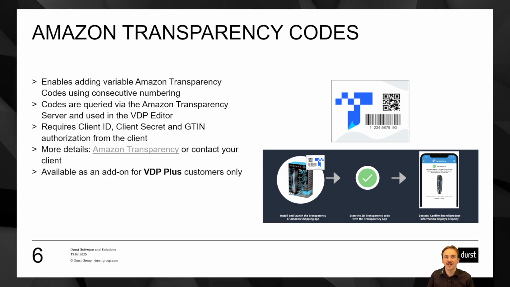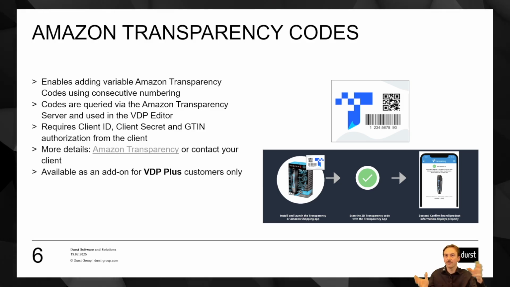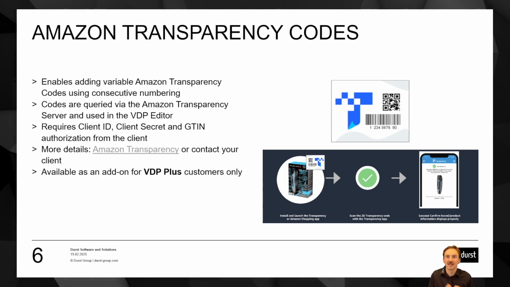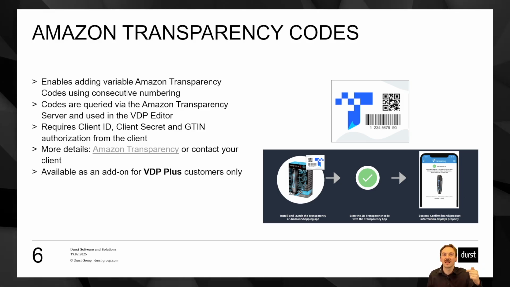So you are purchasing the Amazon transparency codes from your clients, so from the customer's clients. Then you get a database which you can now import into the Durst Workflow. So you can also, if you get your login from your clients, log in to the Durst Workflow with your user and your password. Then you can download the files from the transparency codes to the Durst Workflow, and you can place it inside the VDP editor.